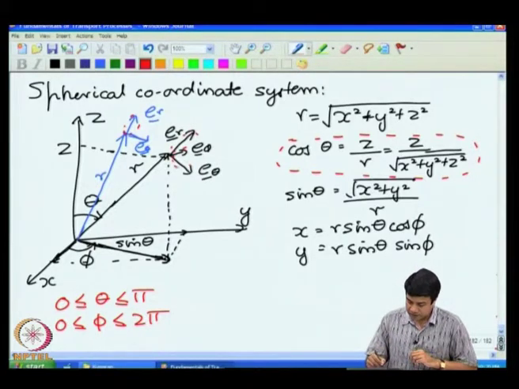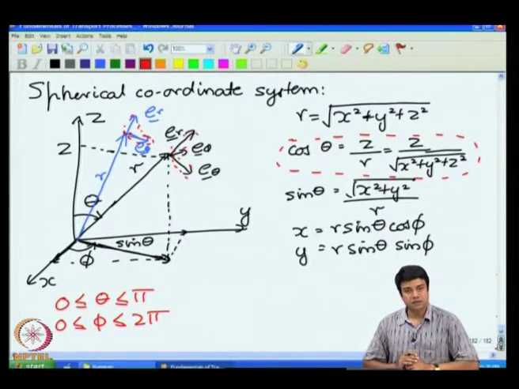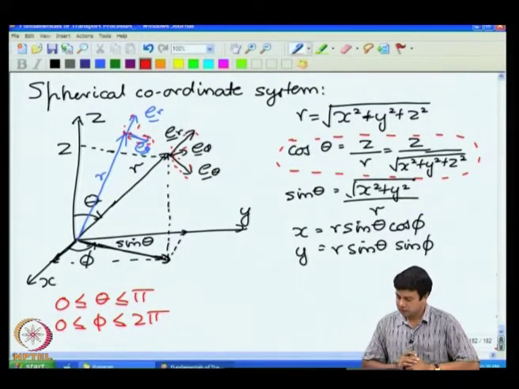Similarly, the direction of e theta is not the same. As theta changes, the direction of e theta also changes. Similarly, the direction of e phi changes as the angle changes. So, in that sense, the unit vectors are not independent of position. When we looked previously at a Cartesian coordinate system, the unit vectors were all independent of position. They were pointing in the same direction at all locations.